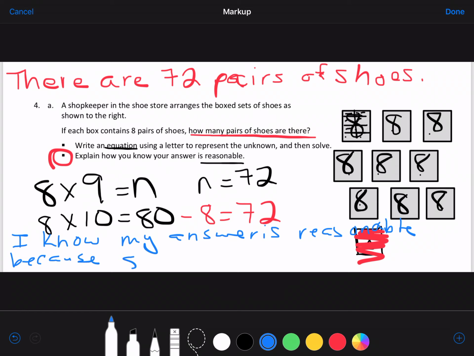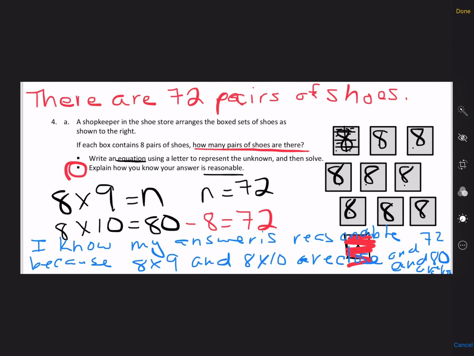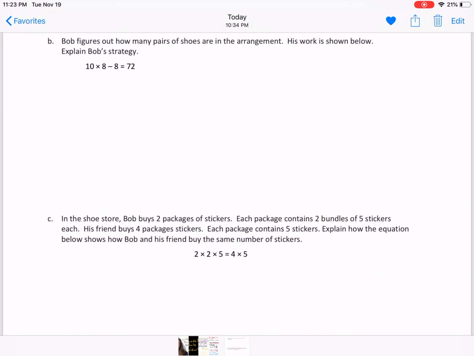because 8 times 9 and 8 times 10 are close. And 72 and 80 are close. Wow, I really ran out of room. All right. Yeah, so by taking that estimate, pretending that we had 10 boxes, really helps us estimate that 80 is close to 9 times 8. All right, let's go look at parts B and C.